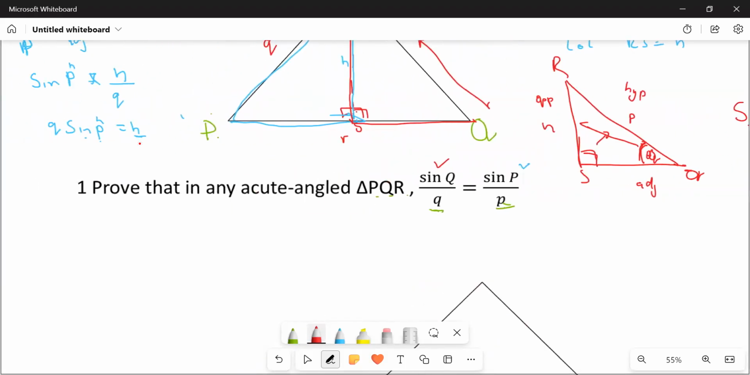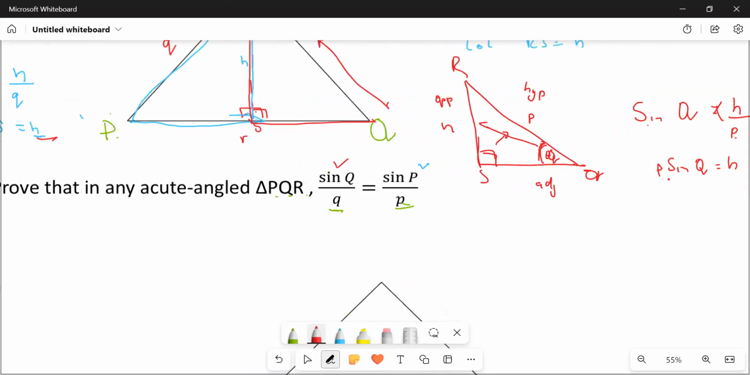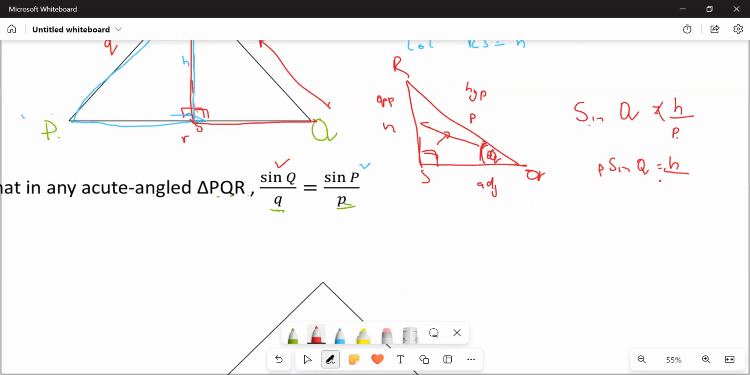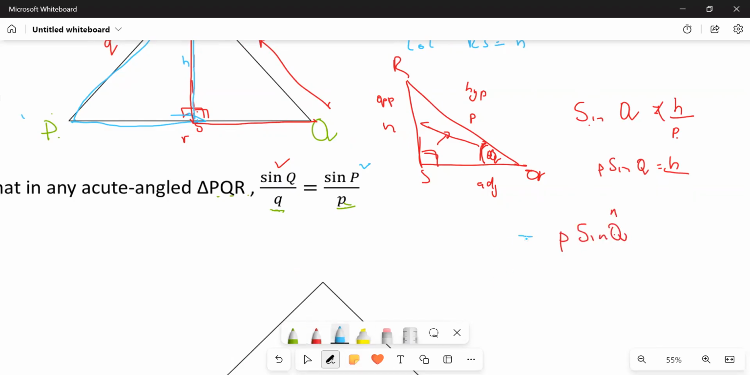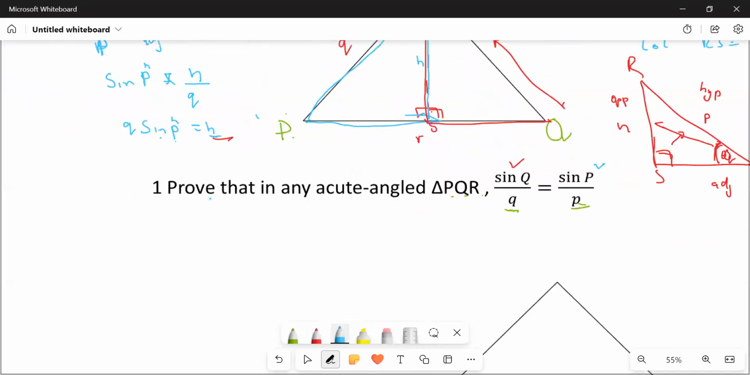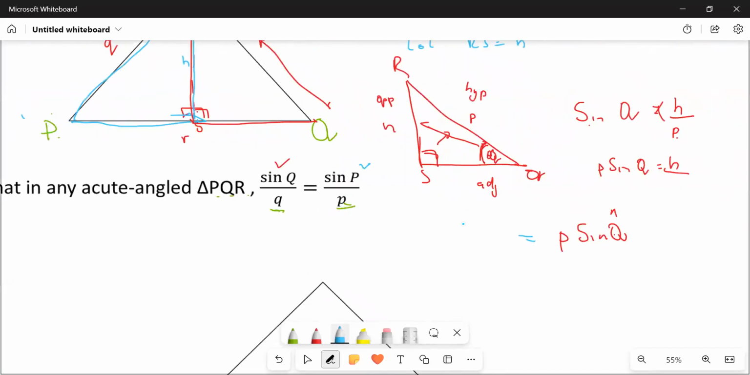Now we have this one, it's H, and we also have this one, it's also H. Do you agree with me that H is equal to H? So let me write the H of the red color. It is P sine of Q. And then I can also write the H of the blue color. What is the H of the blue color? It's Q sine of P. So this one here can be written as Q sine of P.